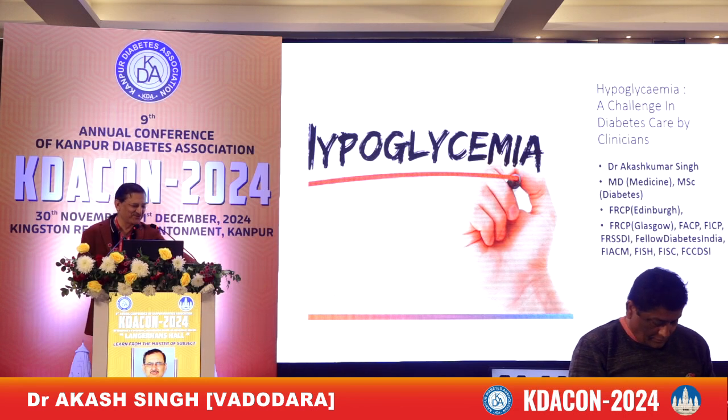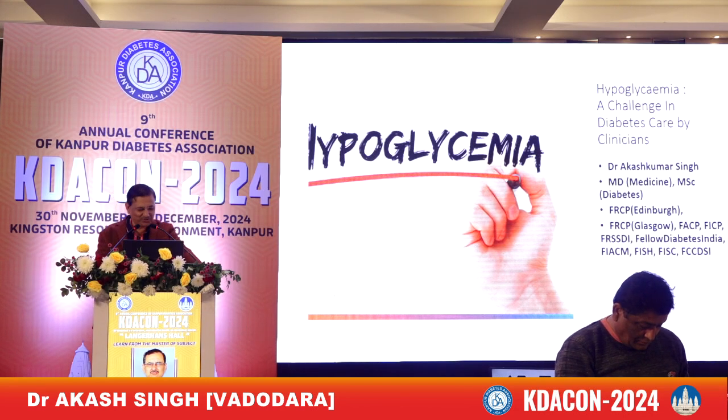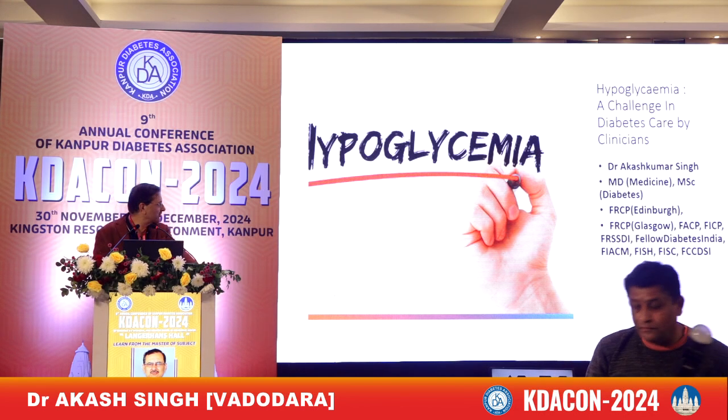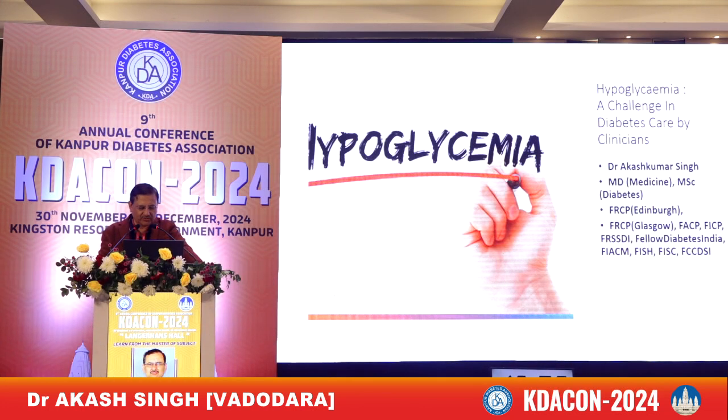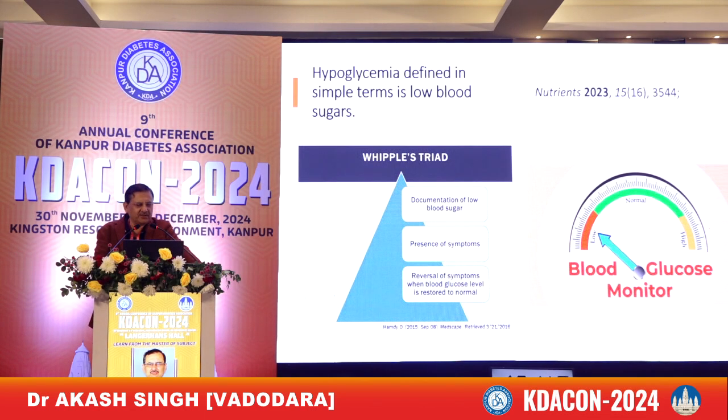It was a pleasure meeting you all, and I thank you all for inviting me for this. I will be talking about hypoglycemia, and I will be mainly concentrating on hypoglycemia in diabetic individuals. Hypoglycemia in simple terms is defined as low blood sugars, and Whipple's triad gives a definitive definition of hypoglycemia: documentation of low blood sugar, presence of symptoms, and reversal of symptoms when blood glucose levels are restored to normal.